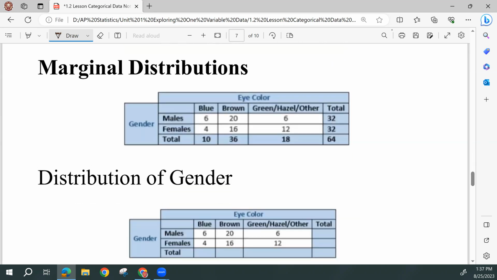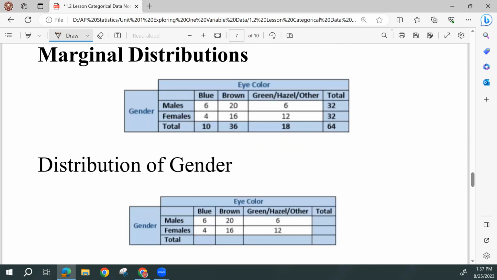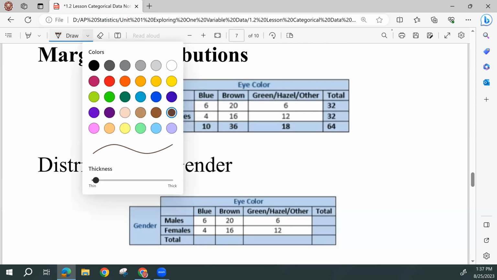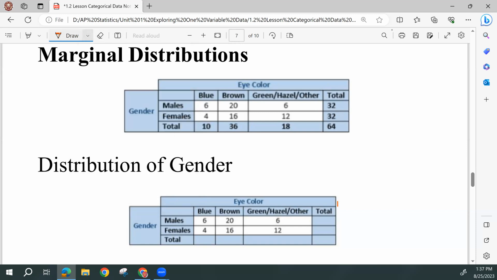Similarly, we can find the marginal distribution for gender. Now, I might be going fast. Make sure you pause or rewind. This is the same information. We are now just going to fill out the margin for gender. Again, 64 total participants, 32 male, 32 female. And so that's relatively easy. The distribution is 0.5 and 0.5. So they are evenly distributed. The participants are evenly distributed amongst the two genders that we studied.